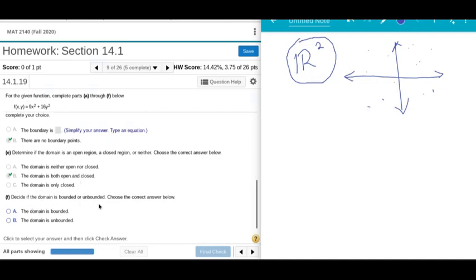Decide if the domain is bounded or unbounded. So this is the nice one. If you can draw a circle around it and enclose it, it's bounded. We can't. This goes on forever in all these directions, so it's definitely unbounded.